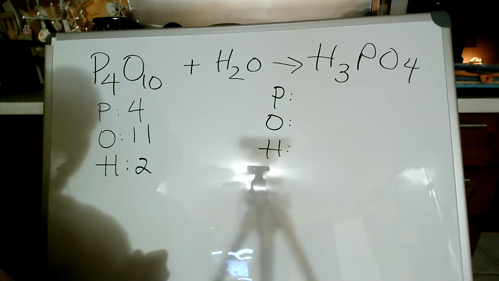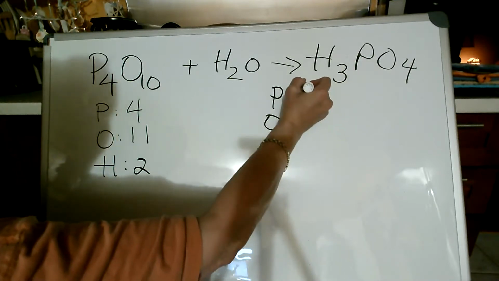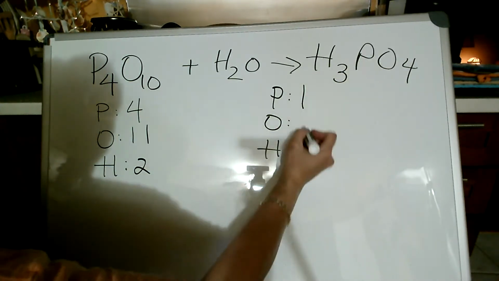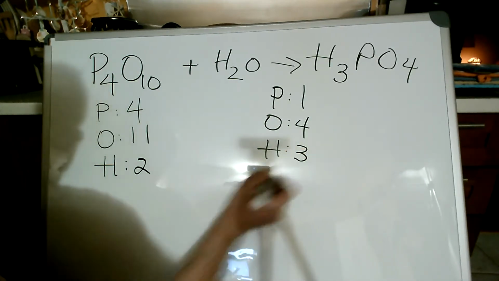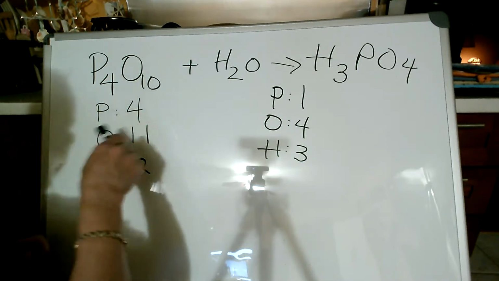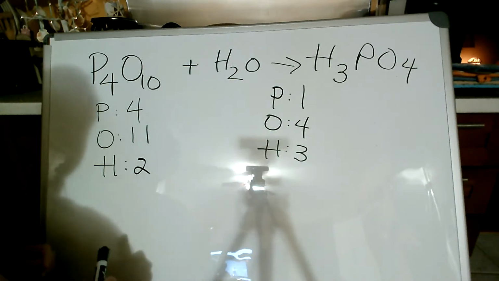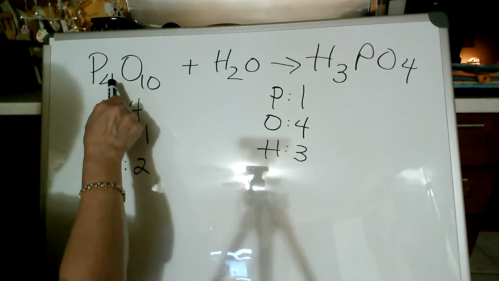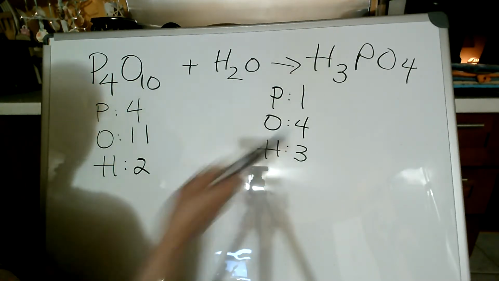So what we're going to do now is tally up how many of each of these atoms we have on the product side. Phosphorus, there's only 1. Oxygen, there's 4. And hydrogen, there's of course 3. What you want to do is make sure that you have the same types and same quantities of those atom types on both sides of the arrow. So we got tetraphosphorus decaoxide reacts with water to form phosphoric acid.